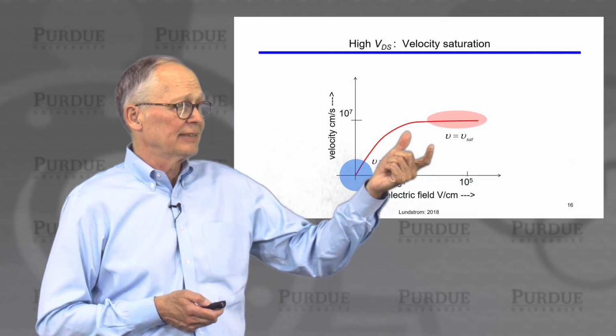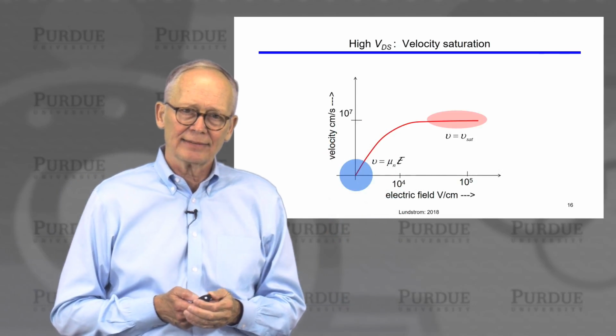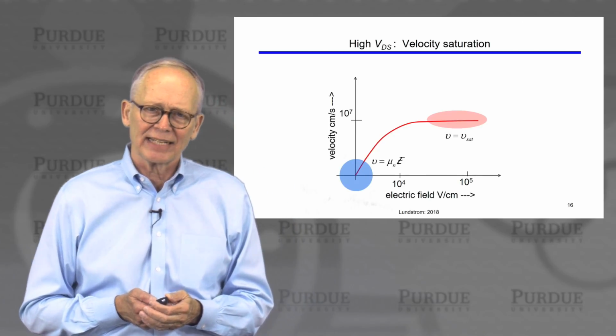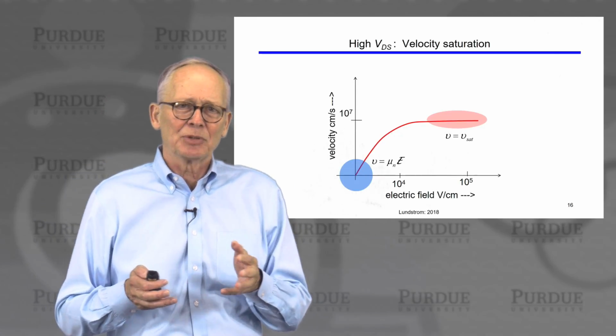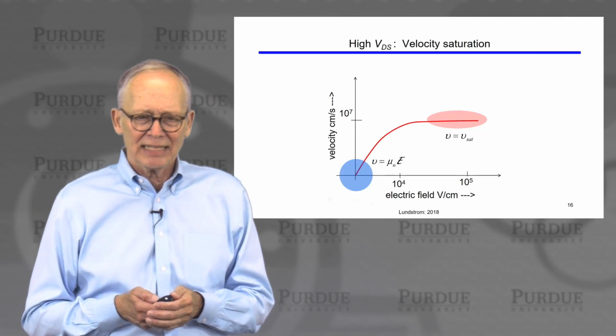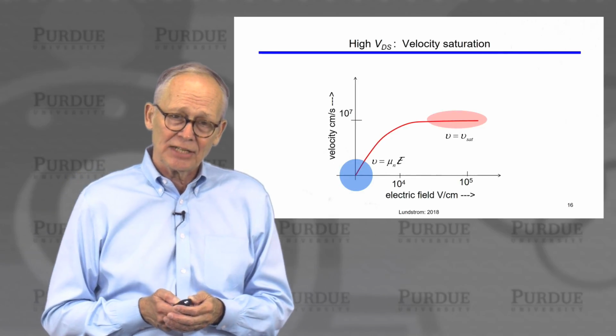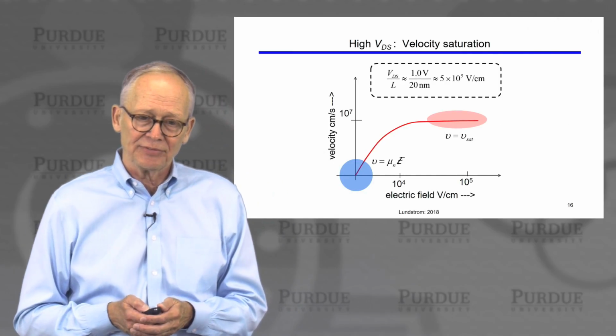It turns out that in silicon, that saturated velocity is almost exactly 10 to the 7th centimeters per second. And it's comparable in other semiconductors. In some, it's a little bit bigger, but not dramatically bigger. So that velocity saturation occurs when there's a high electric field.